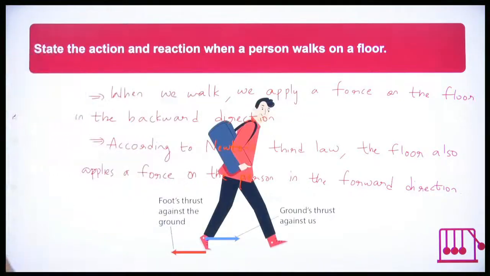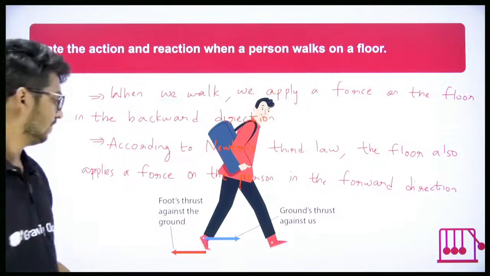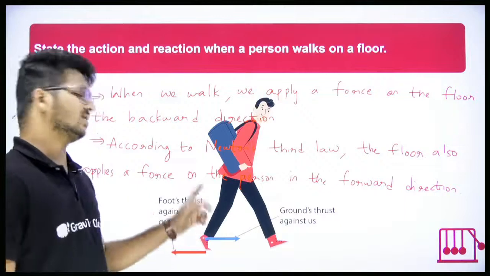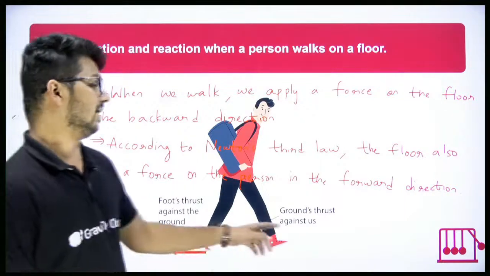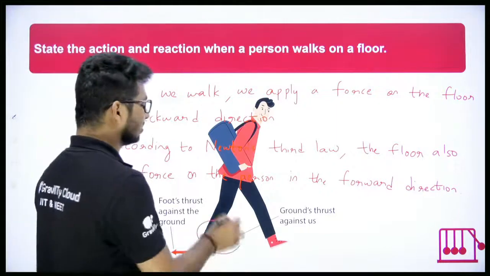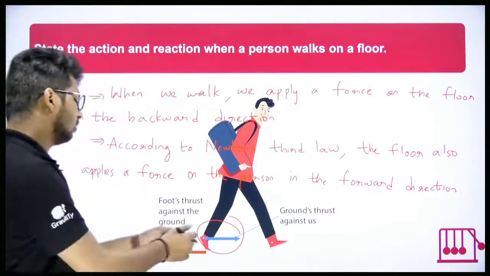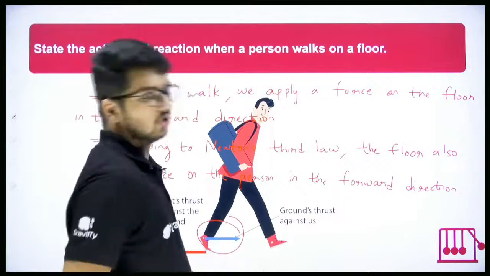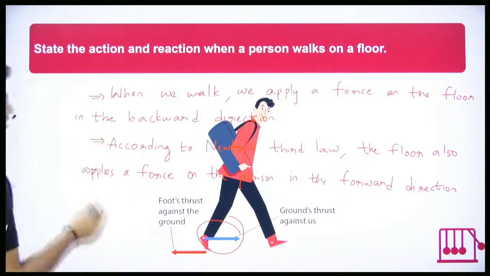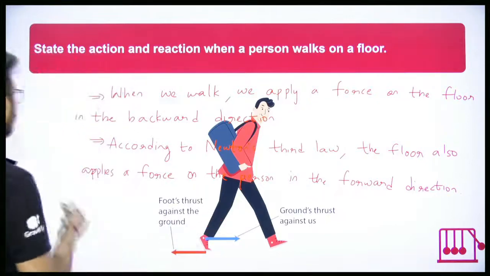You can see the image, everyone. So when we walk, the foot's thrust is against the ground, the foot's force against the ground. And here you can see another force acting, which is the ground's thrust against us. So we push the ground back and the ground pushes us forward. Is that clear?